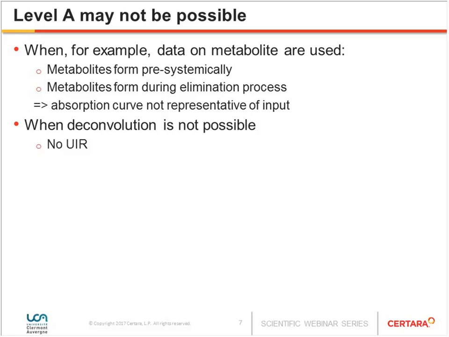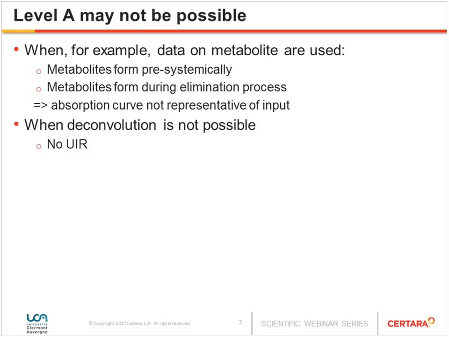Why, in this case, is it quite complicated to make a level A IVIVC? It's complicated because the metabolite can be formed pre-systemically. That means before you can dose them and analyze them in the blood. In this case, it's going to be formed in the liver, for example. But also metabolites can be formed during the elimination process from the parent compound which is present in the blood, via the liver. So what you can say is the absorption curve is not representative of the input, because it's going to represent the input and also the formation of a metabolite through the normal liver metabolization as a route of elimination.